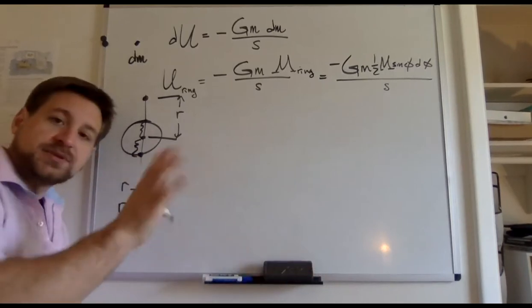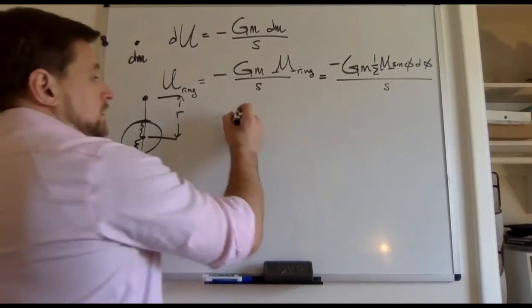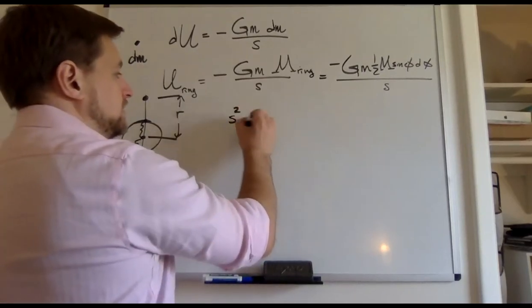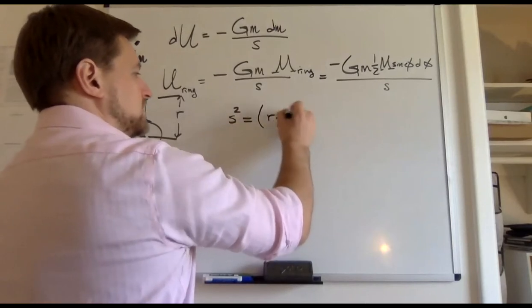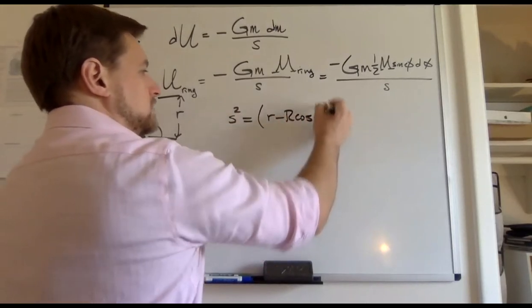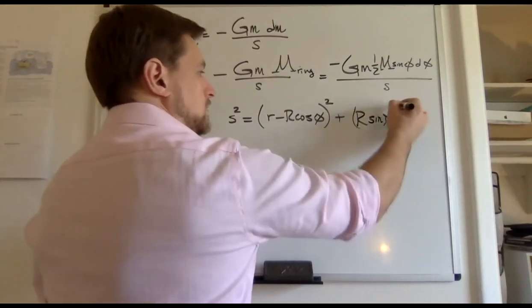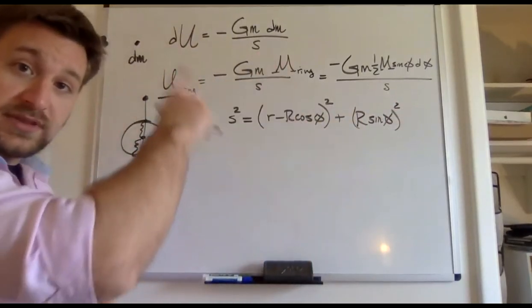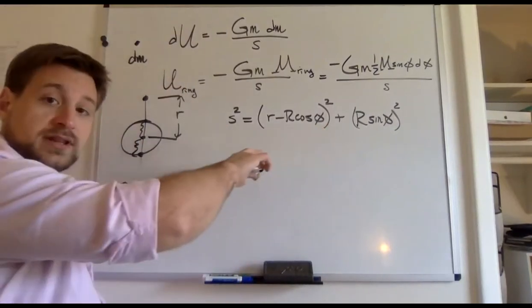And that's what that business with the Pythagorean theorem was about. s squared should be (r minus r cosine phi) squared plus (r sine phi) squared. And refer back to that Pythagorean picture to see where this comes from.